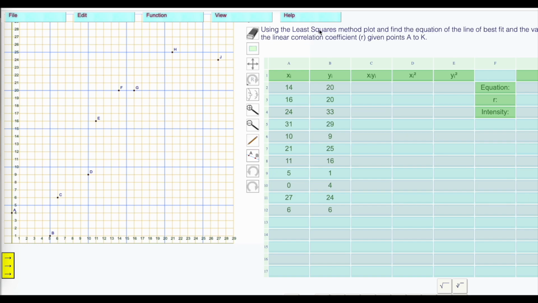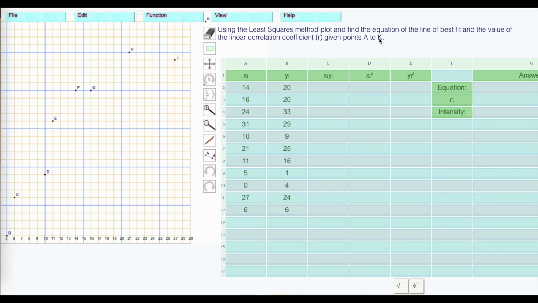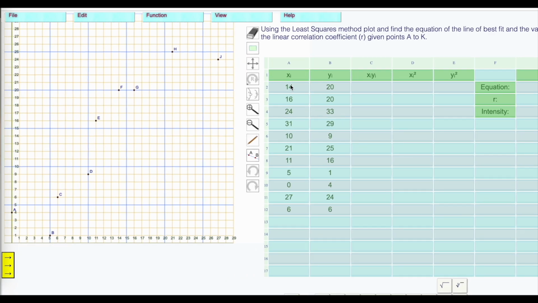Welcome to level 7. Using the least squares method, plot and find the equation of the line of best fit and the value of the linear correlation coefficient R given points A to K. Here's my points, but notice they're not ordered. I'm going to sort those. Highlight, edit, sort, sorting according to the x's.